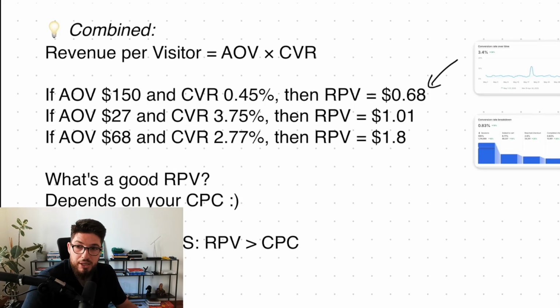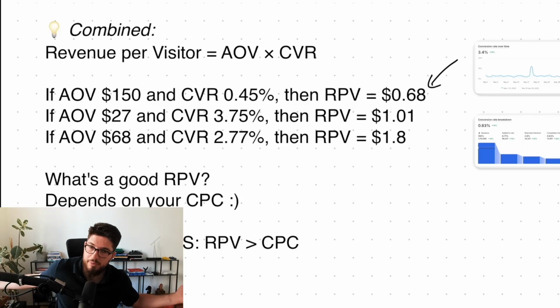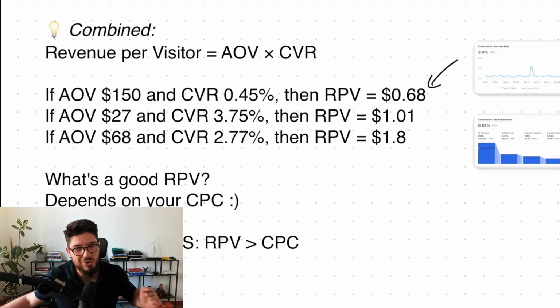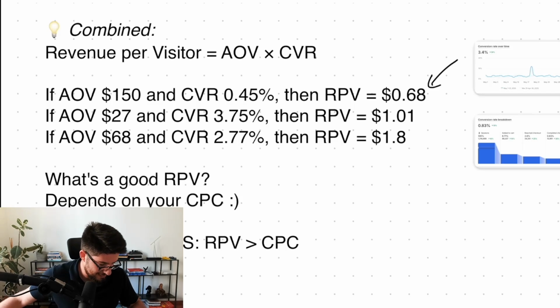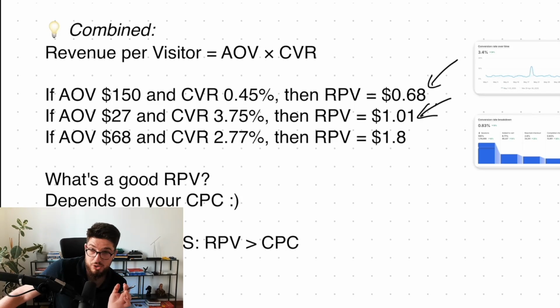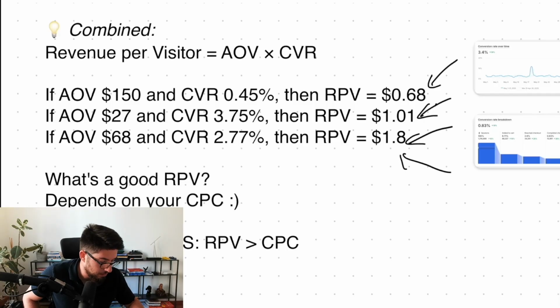Now, if we have a very high conversion rate, 3.75, perfect. But then the AOV is quite low. In this case, the revenue per visit is 1.01. And then if it's AOV 68, which is solid, and conversion rate is 2.78, which is solid, depending on the ad spend, revenue per visit is 1.8. So this is phenomenal. Okay, different cases.